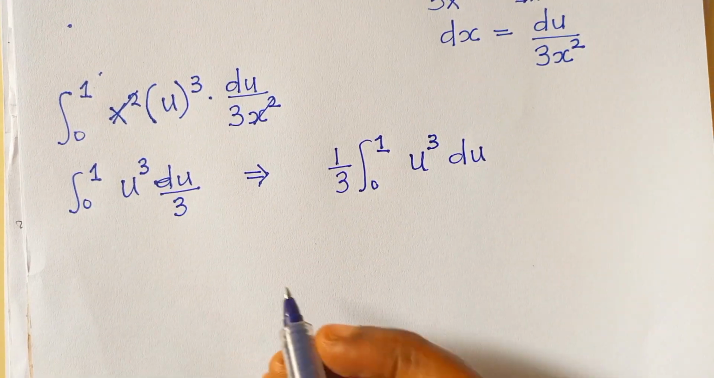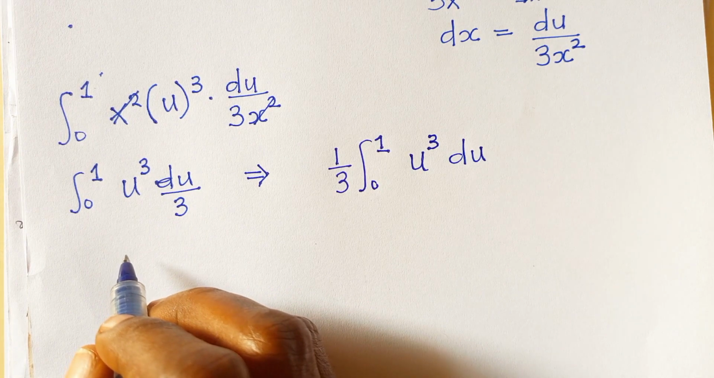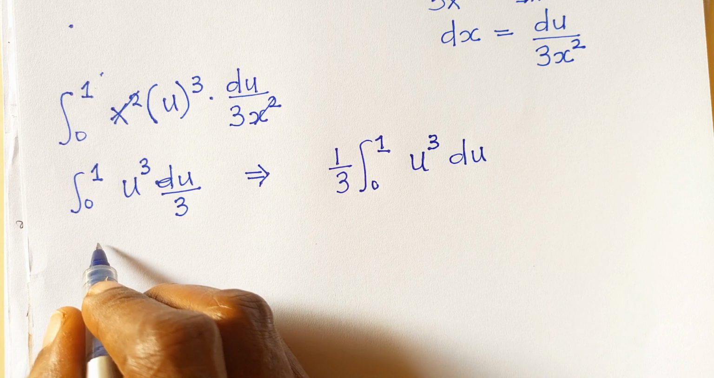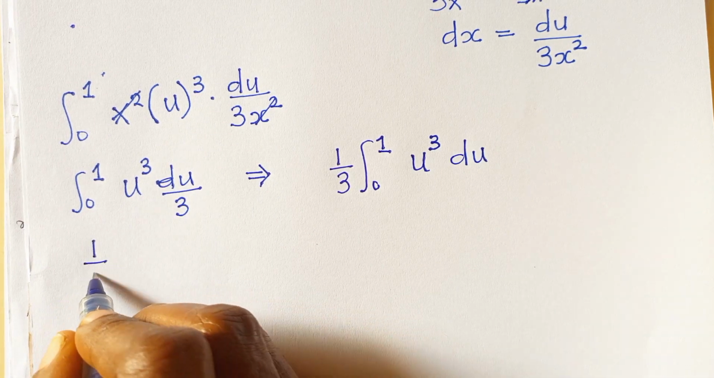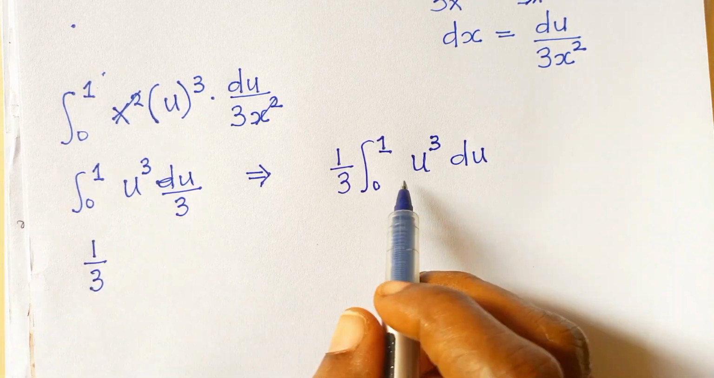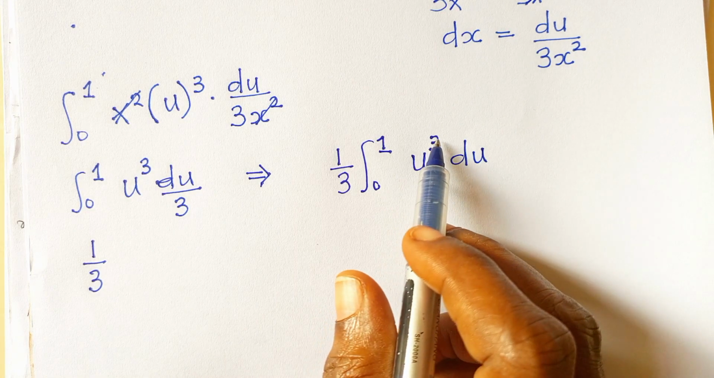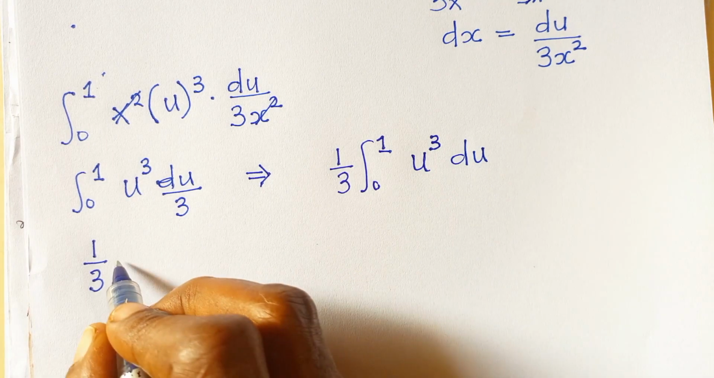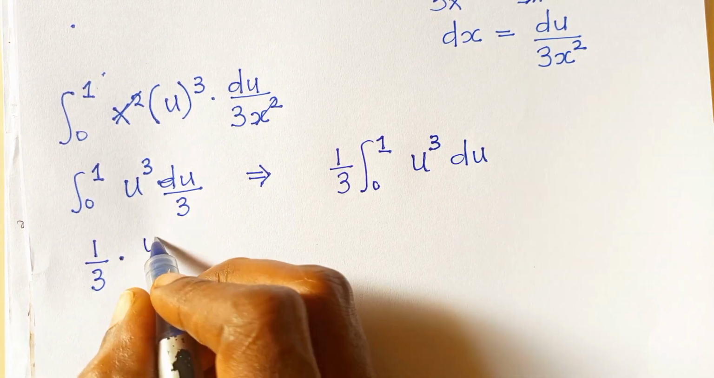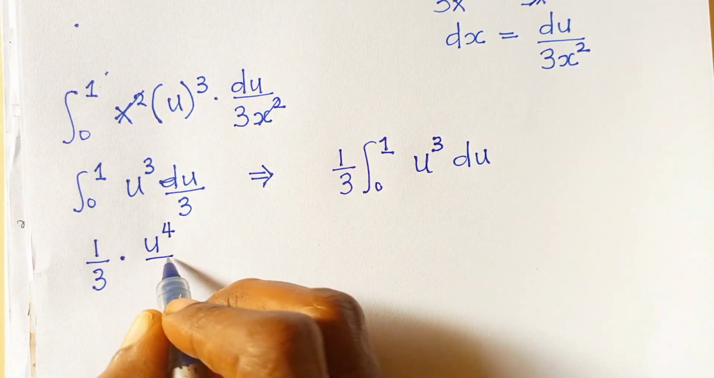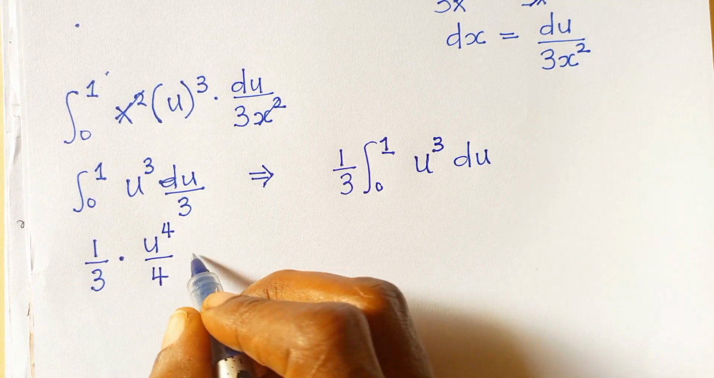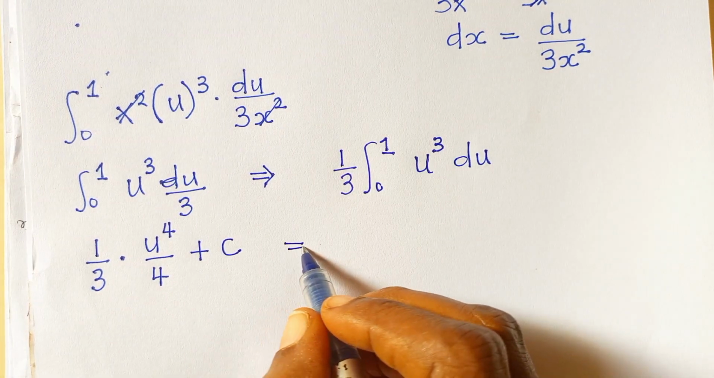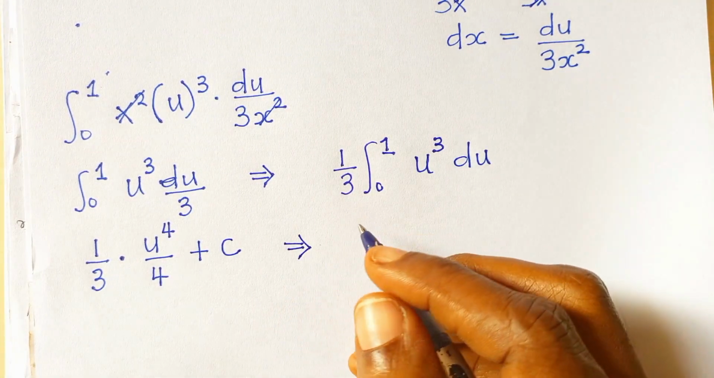And in integration, what we do is we add 1 to the power, and whatever we get, we divide the whole expression by that number. So we add 1 to 3, it's going to become 4, and we are going to divide that expression by 4 as well. And we're going to add a constant function, which is c. Remember, we still have our limits 1 and 0.